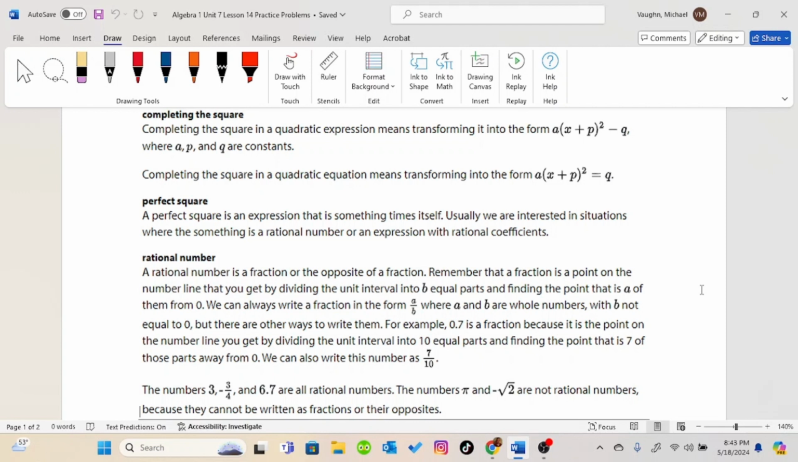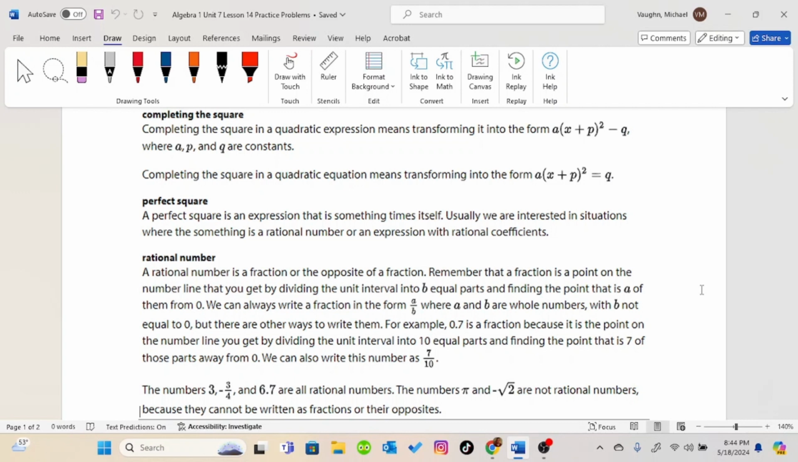For example, 0.7 is a fraction because it is the point on the number line you get by dividing the unit interval into 10 equal parts and finding the point that is 7 of those parts away from 0. We can also write this number as 7 over 10. The numbers 3, -3/4, and 6.7 are all rational numbers. The numbers pi and -√2 are not rational numbers because they cannot be written as fractions or their opposites.